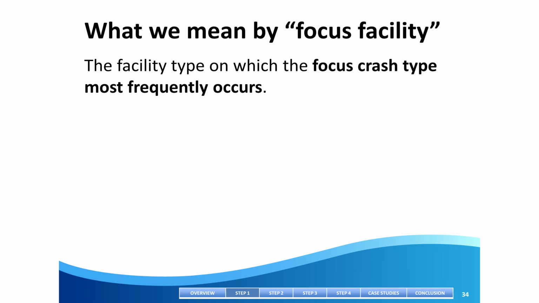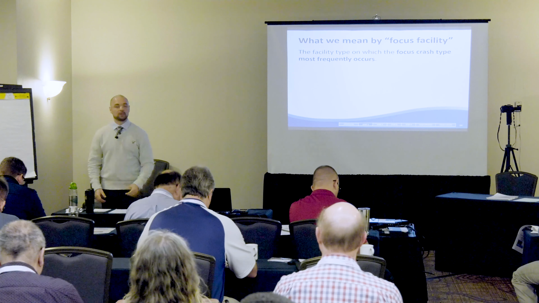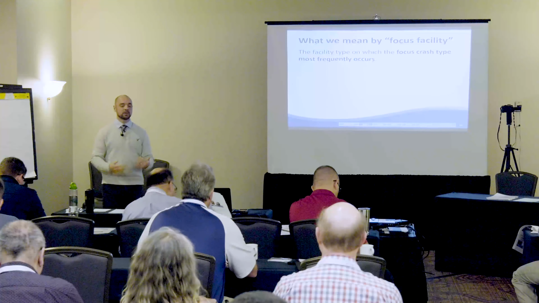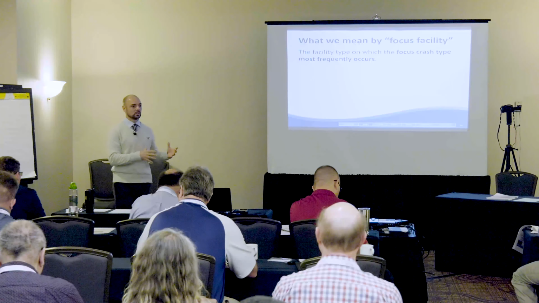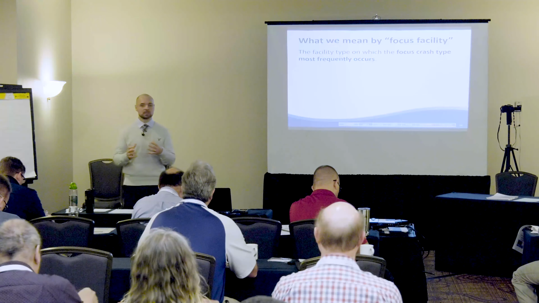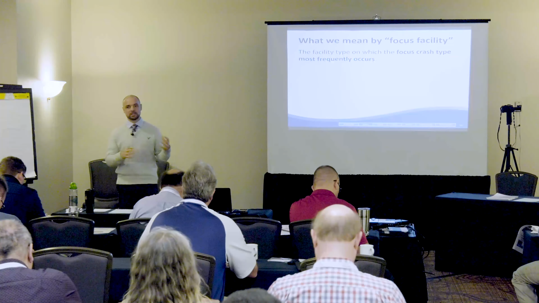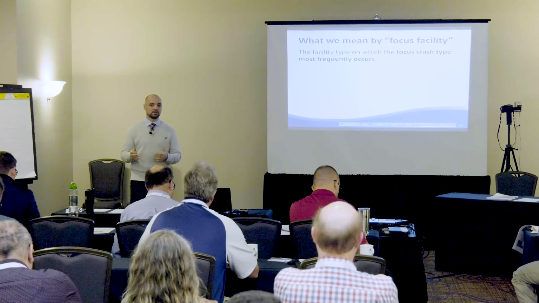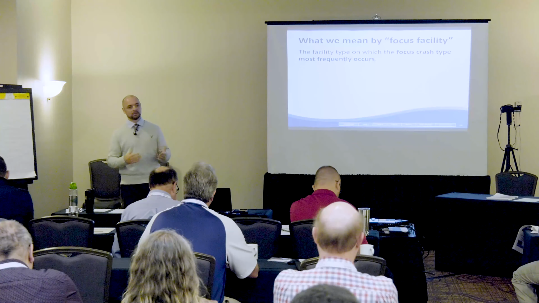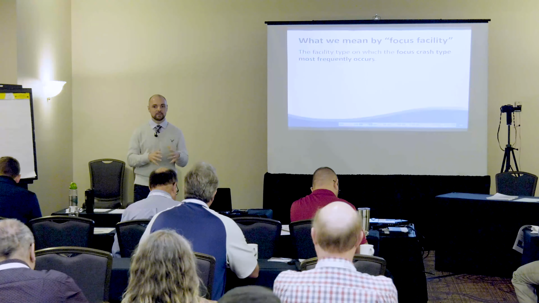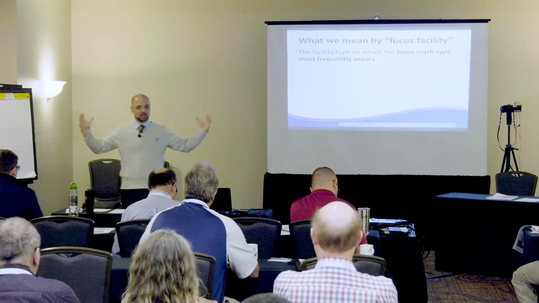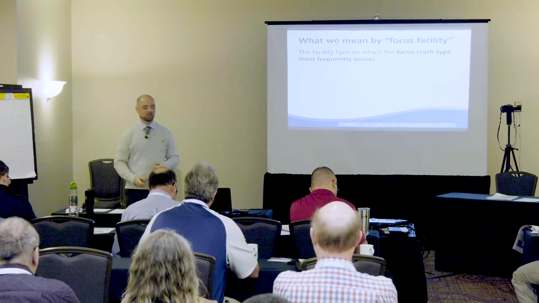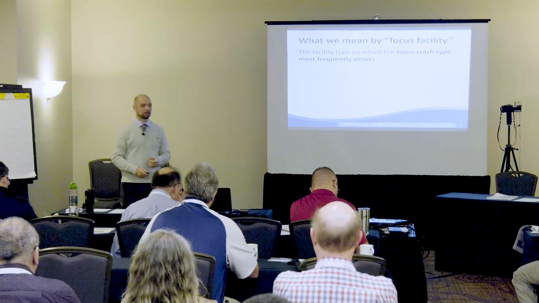So once we've identified a focus crash type, we need to figure out where those crashes are occurring. If you're looking at roadway departure, I'll start with intersections. If we're looking at intersection crashes, are those occurring at rural locations or urban locations? Are they at signalized intersections, stop-controlled intersections? Are they at 3-leg, 4-leg, and so on and so forth? So we're trying to narrow down our focus so we're not biting off more than we can chew. We're starting with our entire network, and we're trying to pare that down to a manageable list of sites.